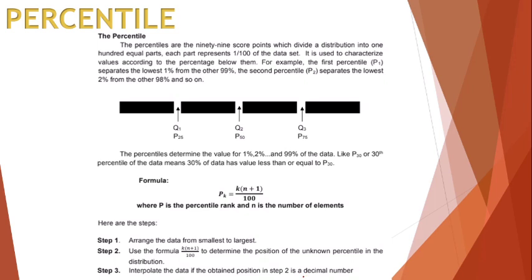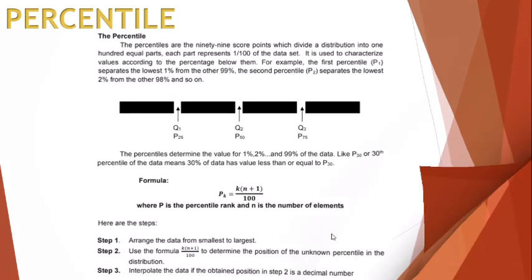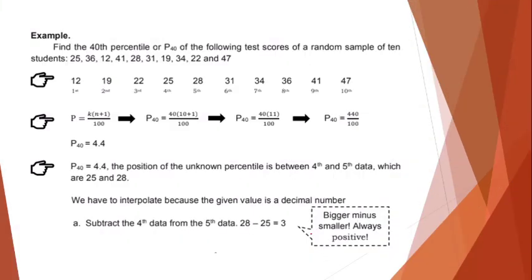So, paano po tayo mag-interpolate? Subtract the values, the higher minus the lower, and multiply to the decimal, and multiply yung difference dun sa lower number. So, find the 40th percentile or P sub 40 of the following test scores of a random sample of 10 students. So, here, first i-arrange muna natin siya 1 to 10.